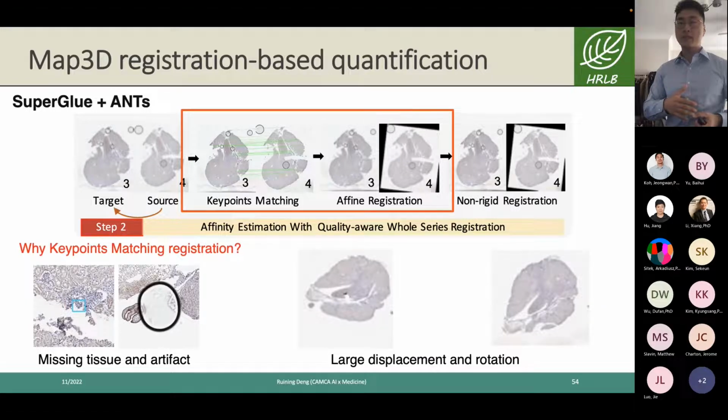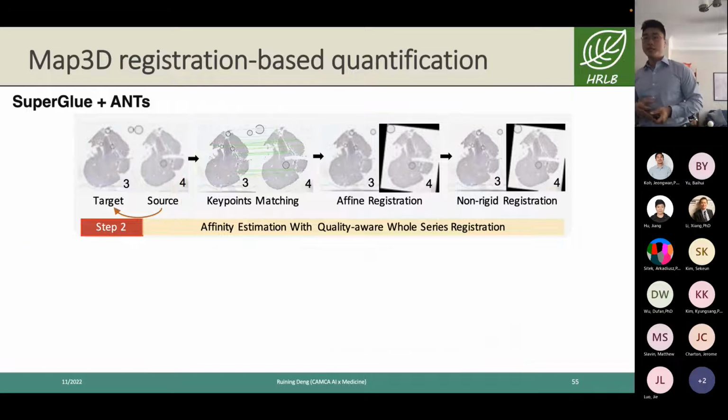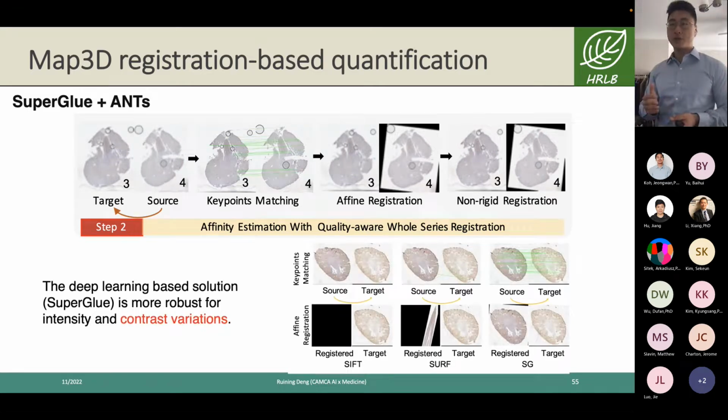Also, if we look at the histology slide images, they have large displacements and rotation. However, non-rigid registration cannot perfectly solve those large displacements and rotation. Therefore, in the first step we use densely matched keypoint registration to achieve the global registration, and then do the second stage non-rigid registration. It turned out that the deep learning based solution called SuperGlue is more robust to intensity and contrast variations in our data set.